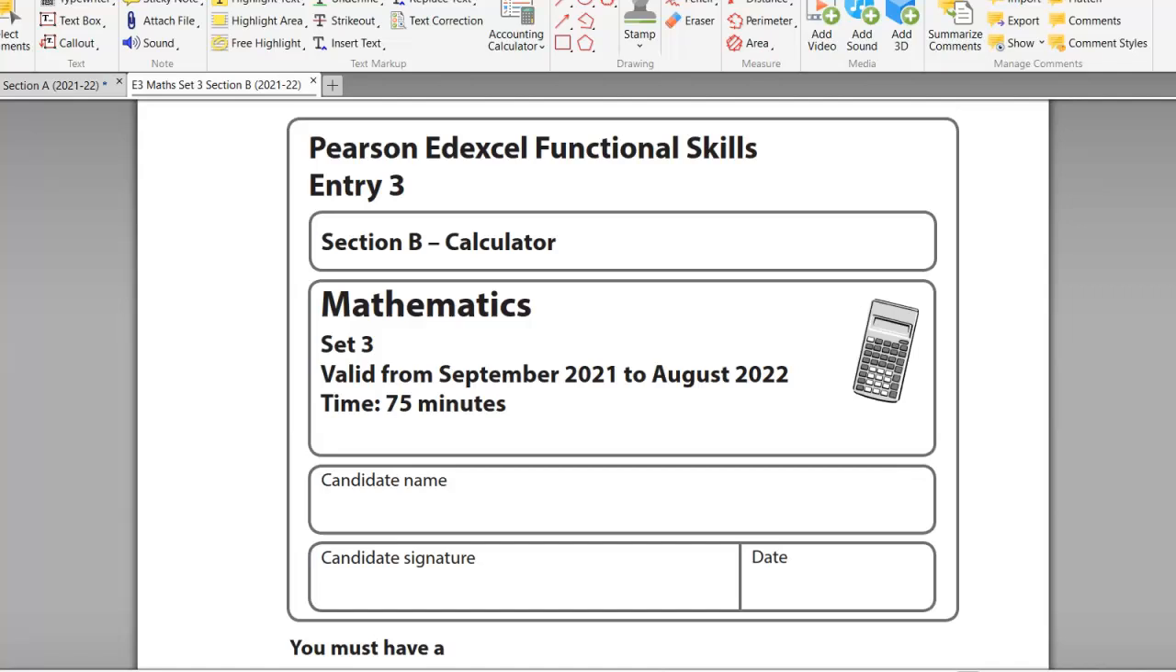Well, now we're going to look at the calculator paper for entry level 3, set 3.